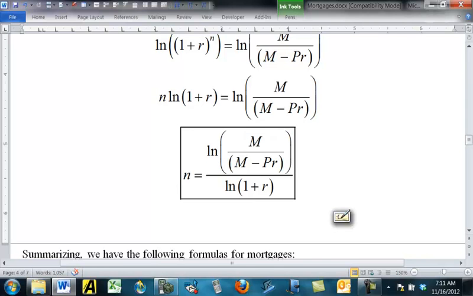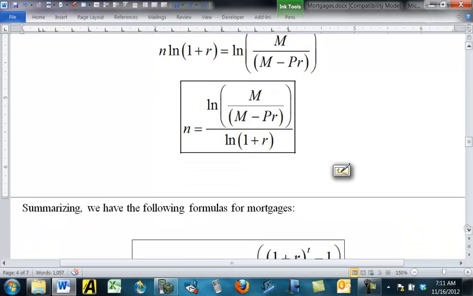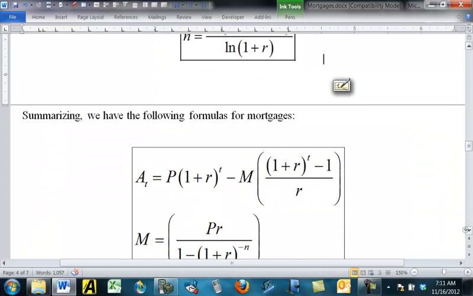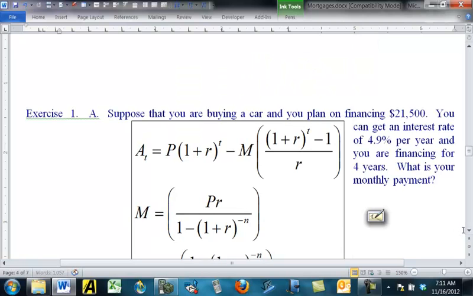Then figure this out, then this will tell you how many payments, how many months it's going to take for you to go ahead and pay the loan off. So, summarizing, here are the formulas that we had.